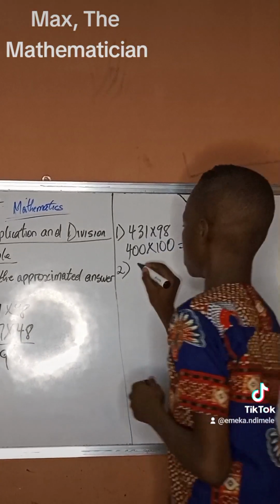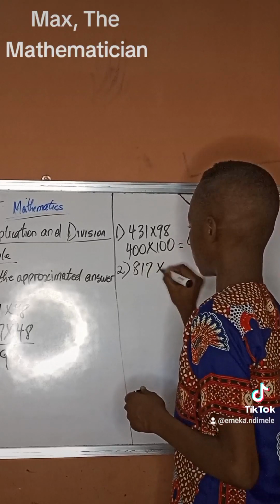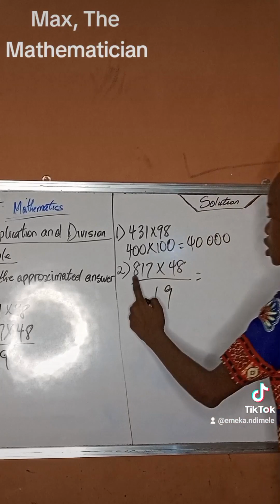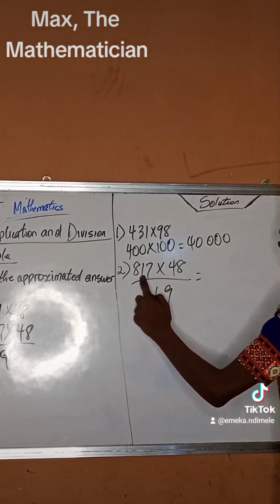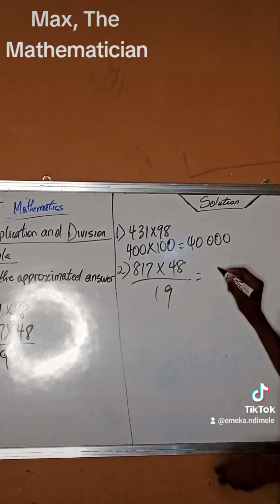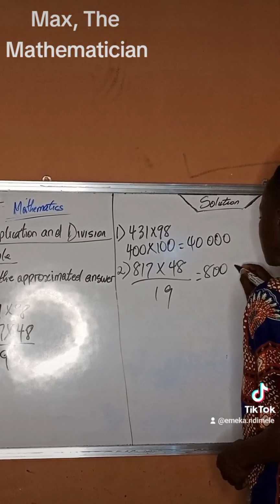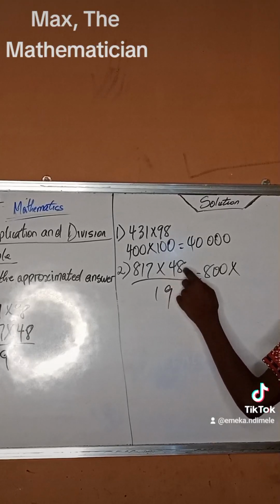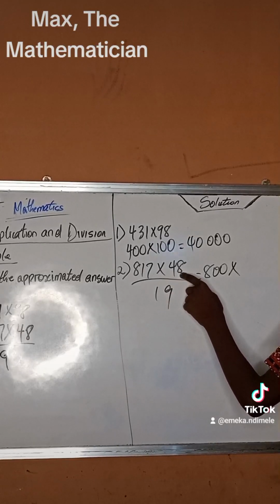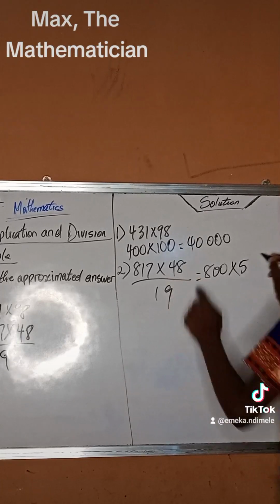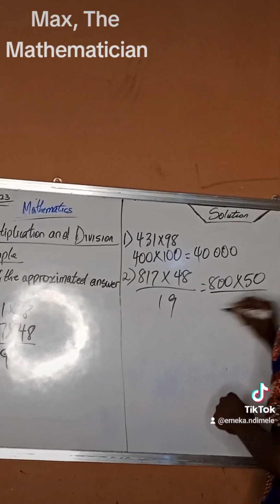Number 2. 817 times 448 over 19. 8 is the first significant figure, 1 is the decider. So it's in the range of 0 to 4, so you disregard the number, that will turn into 800. Times 448: 4 is the first significant figure. 8 is the decider, and it's in the range of 5 to 9. You add 1 to this 4, that will make it 5. Then this 8 turns to 0, that will be 50.